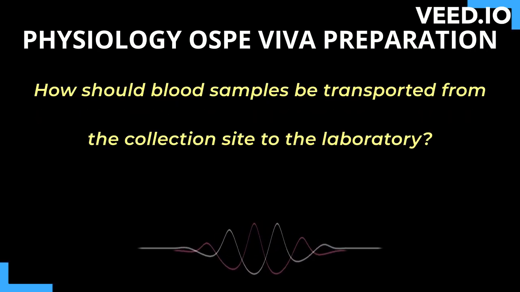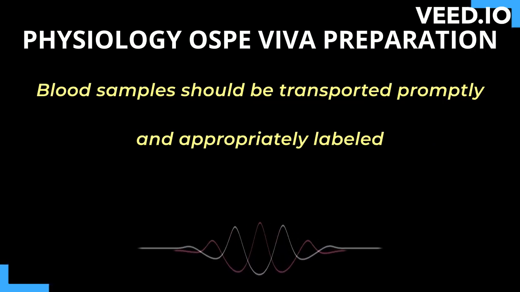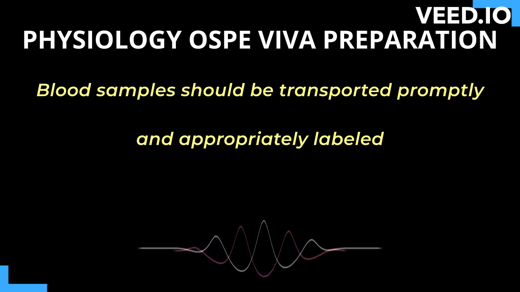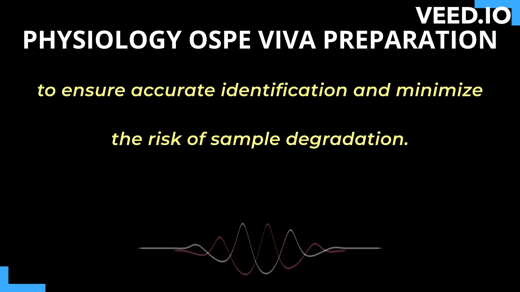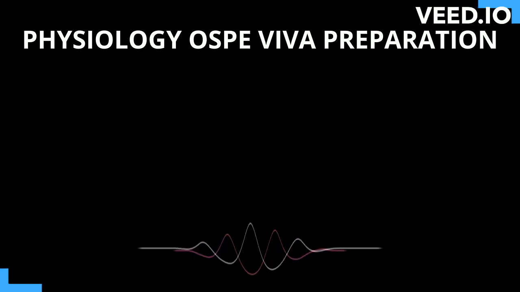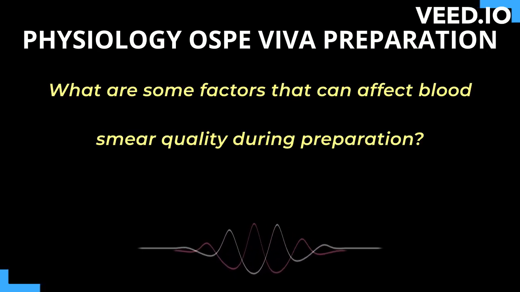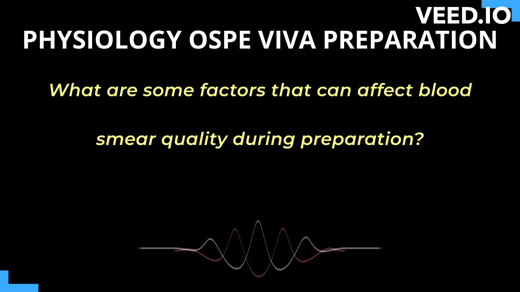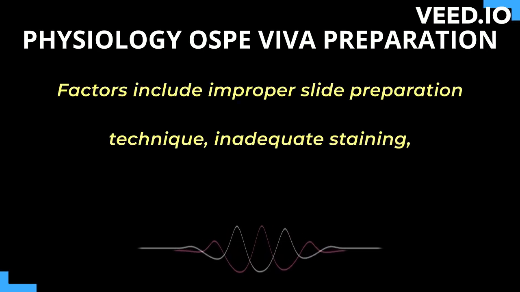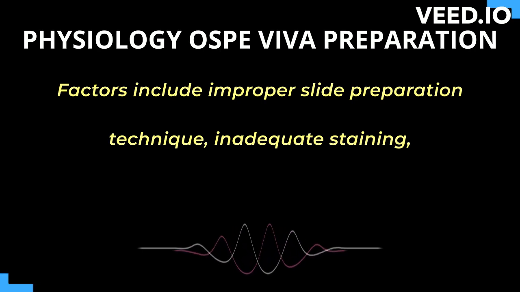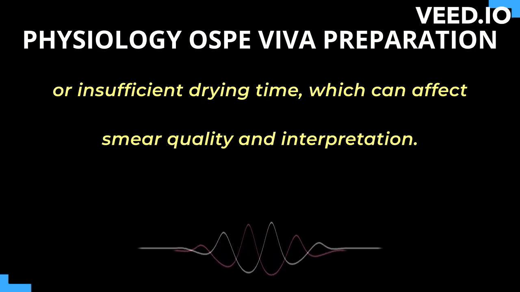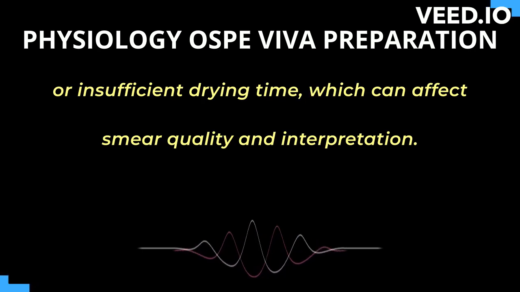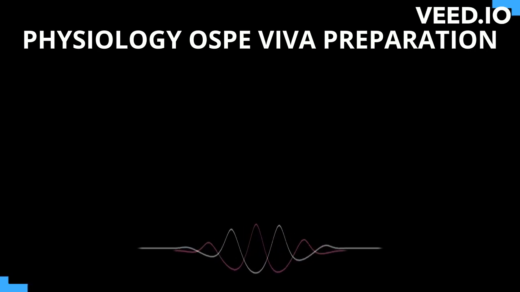How should blood samples be transported from the collection site to the laboratory? Blood samples should be transported promptly and appropriately labeled to ensure accurate identification and minimize the risk of sample degradation. What are some factors that can affect blood smear quality during preparation? Factors include improper slide preparation technique, inadequate staining, or insufficient drying time, which can affect smear quality and interpretation.